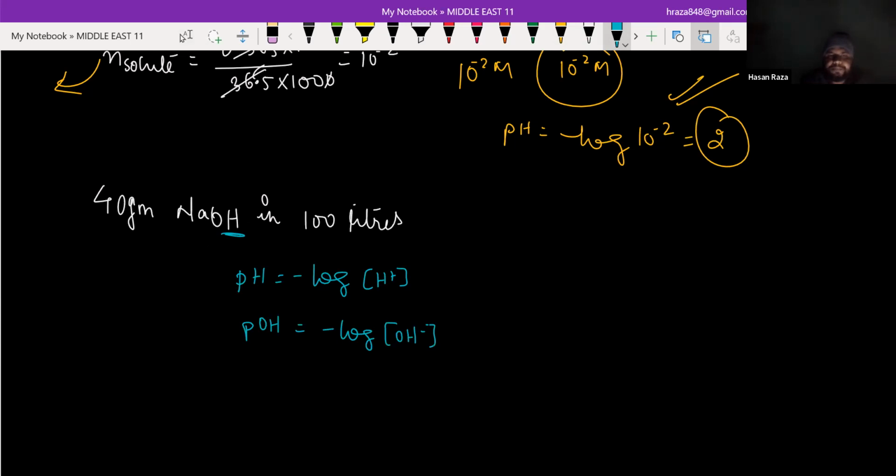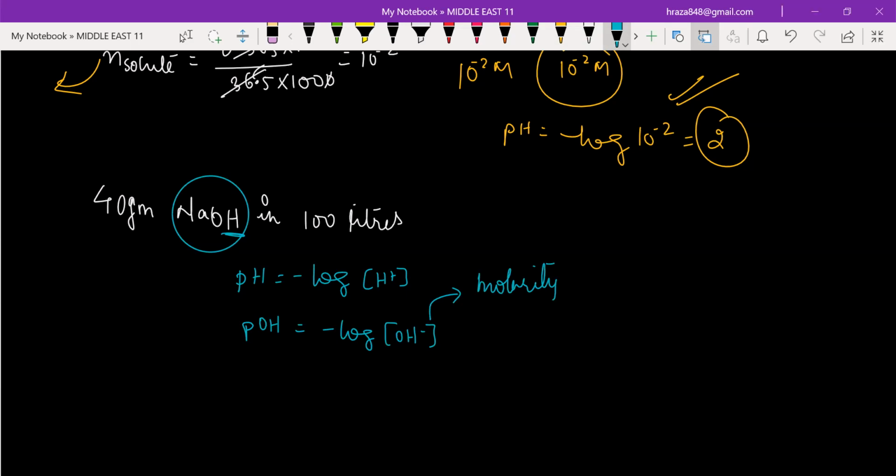So what does this represent? A square bracket, basically concentration, that is molarity. So we need to calculate the molarity of NaOH. Then with the help of the molarity of NaOH, we can easily calculate the molarity of OH. Is that clear? Yes, sir.